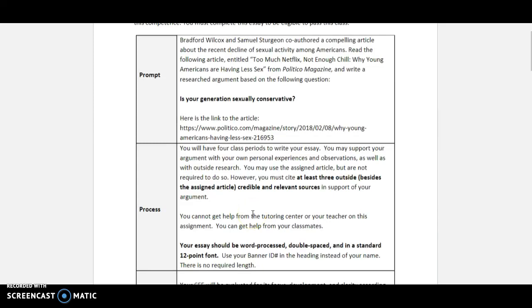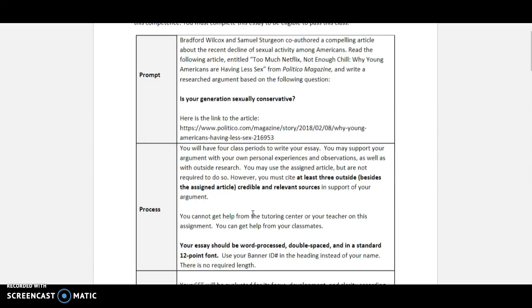You may support your argument with your own personal experiences and observations as well as with outside research. You may use the assigned article but are not required to do so. However, you must cite at least 3 outside sources besides the assigned article. Credible and relevant sources are what they're referring to. So basically what this means is that you need 3 outside sources.